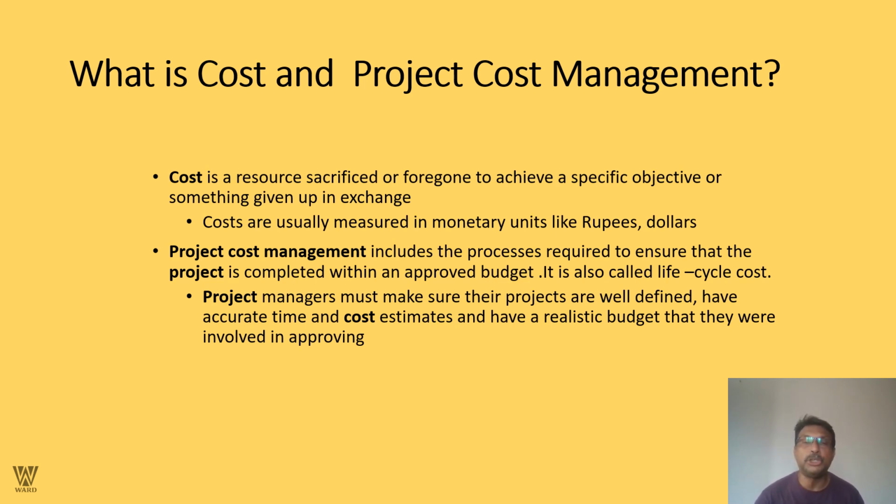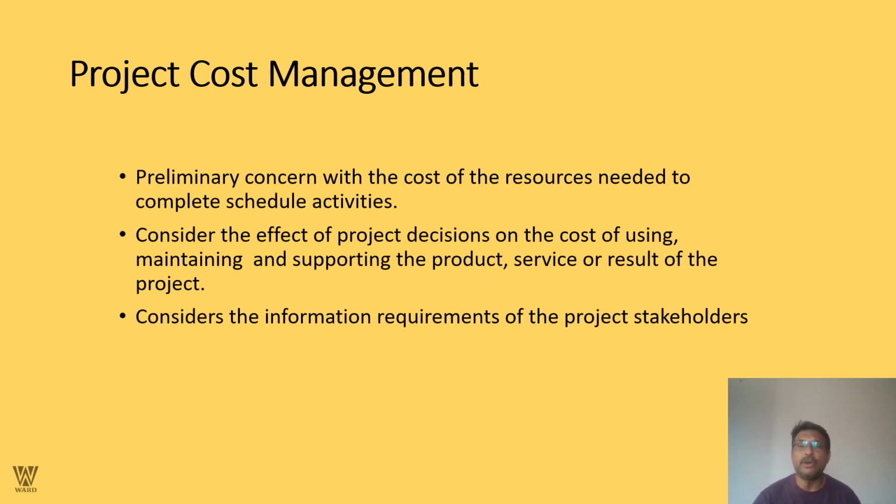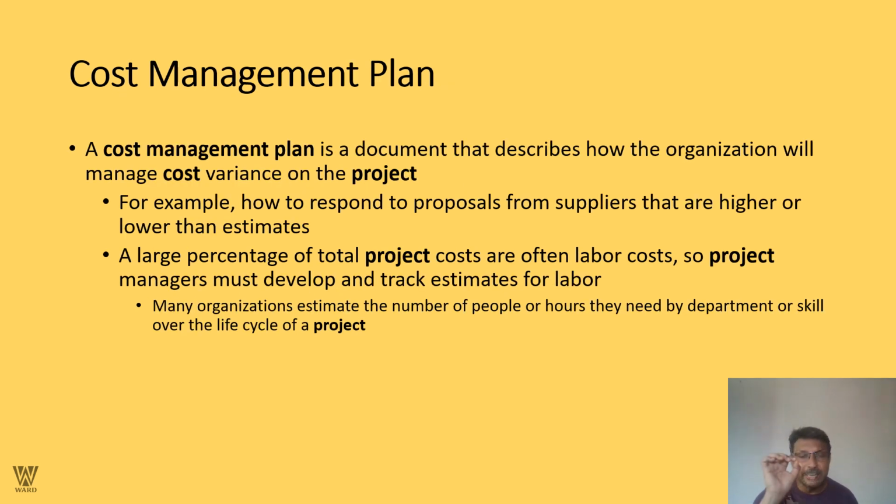Then let us understand what project cost management is. It includes the processes required to ensure that the project is completed within the approved budget. It is also called life cycle cost. Project managers must make sure that their projects are well defined, have accurate time and cost estimates, and a realistic budget that is involved in approving. There is a preliminary concern with the cost of resources needed to complete the scheduled activities. Consider the effects of project decisions on the cost of using, maintaining, and supporting the product, and perhaps services or results of the project. It also considers the information required by the project stakeholders, as the case might be.